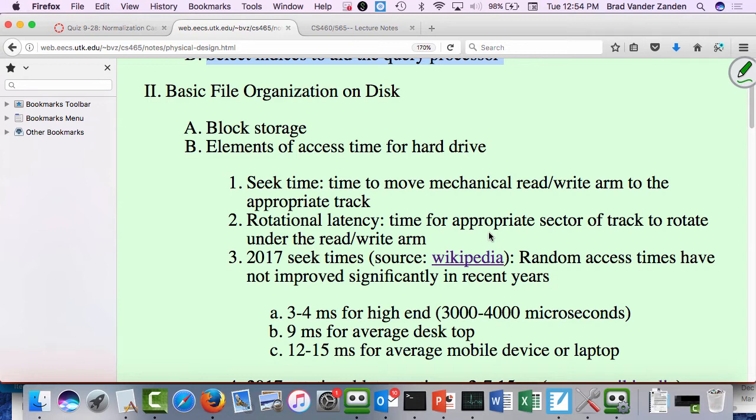So we're going to talk about both disk and not so much about solid-state memory, even though things are moving to solid-state memory. I would say that still most databases are primarily stored on disks. So the big thing about disks is that they are slow. It is much more time-consuming to access something on a disk than it is in main memory.